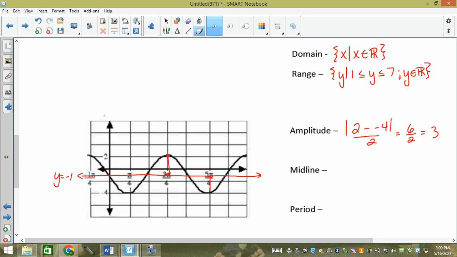Let's check it out. Midline is 2 plus negative 4 divided by 2, which is negative 2 divided by 2, which is negative 1. What am I missing? Y equals, because it's a midline. If I ask for the median value, negative 1 is sufficient, right? The period of the graph, start here and go past a min, past a max, back to that height. And if this is pi over 4, 2 pi over 4, 3 pi over 4, this would be 4 pi over 4, which is just pi.